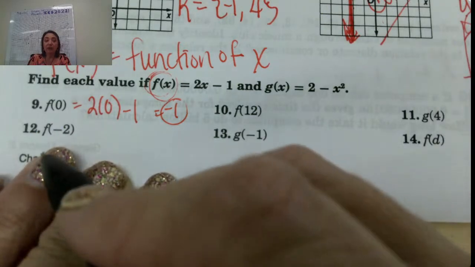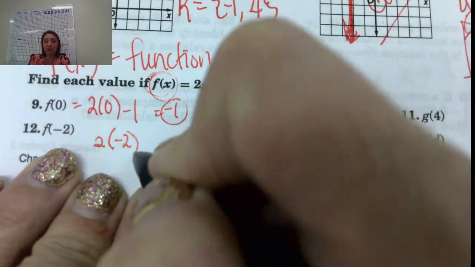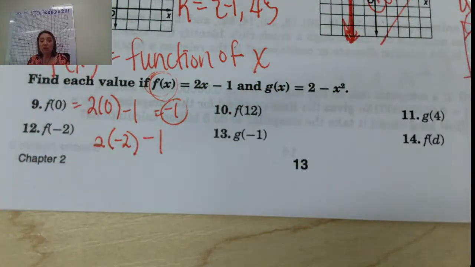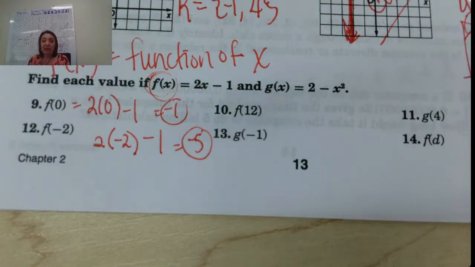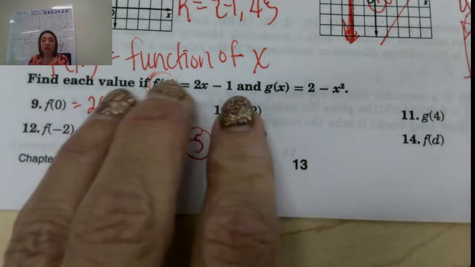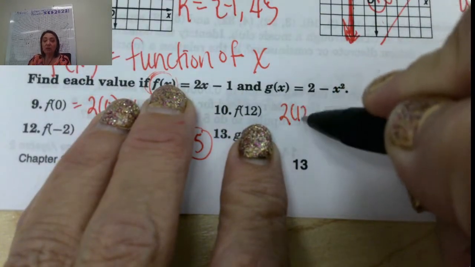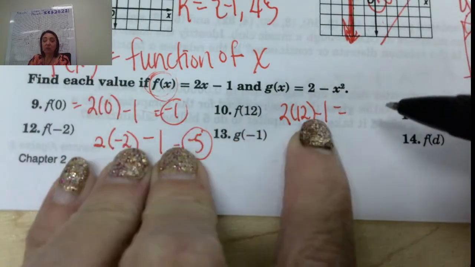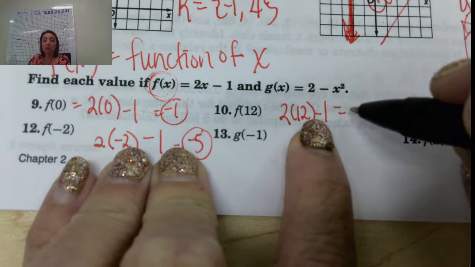If we had the function of negative 2, knowing that the function of x equals 2x minus 1, we would do 2 times negative 2 minus 1. So 2 times negative 2 is negative 4, minus 1 is negative 5. And our answer is negative 5. If we had the function of 12 and we stick that in, so we've got 2 times 12 minus 1. What is that? 23.